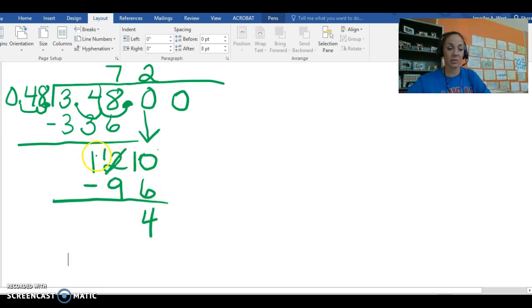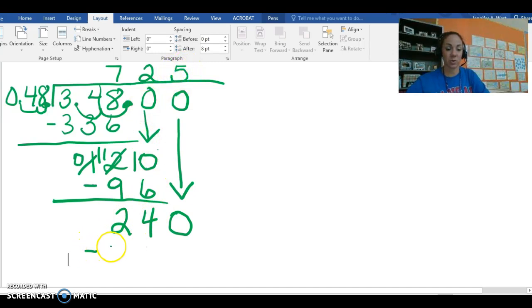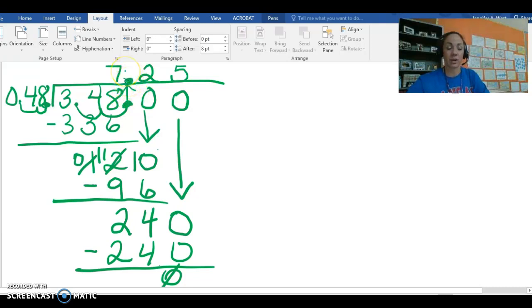1 minus 9, well, we sure can't do that. So we'll borrow from the hundreds. Now we have 11 tens. So 11 minus 9 equals 2. We have to drop down another 0. So 240 divided by 48. 48 goes into 240 5 times. And 5 times 48 is an even 240. So we know that we're out. So we've done all of our dividing, and our final step is to move the decimal point straight up into the quotient. So our quotient for this equation is 7 25/100ths.